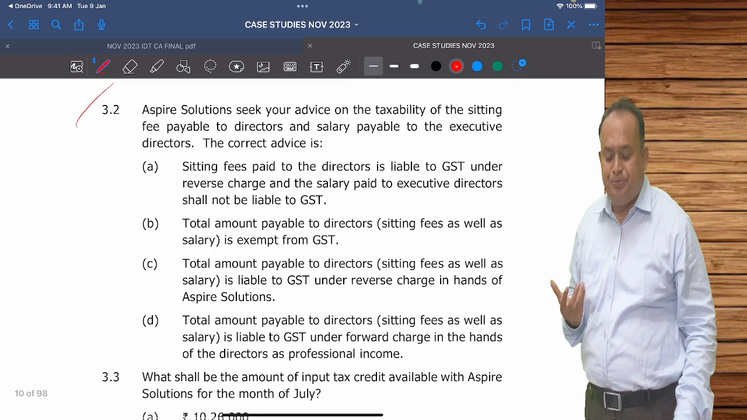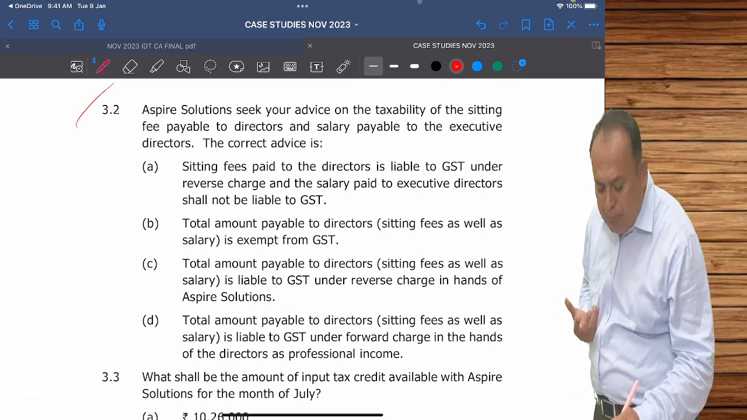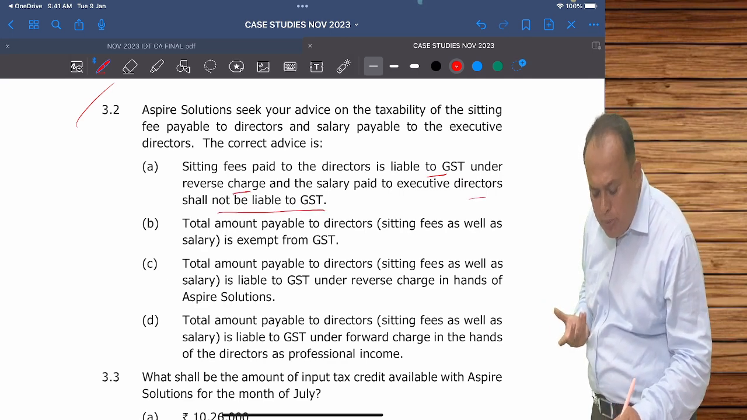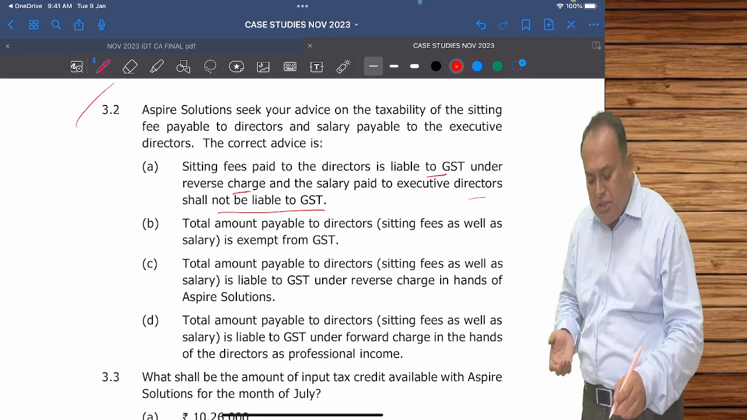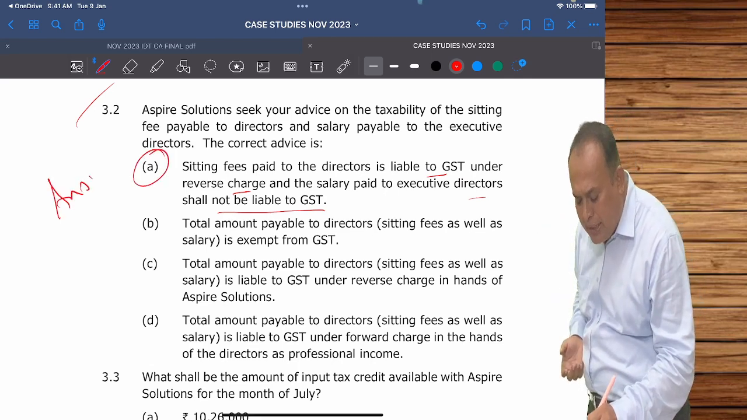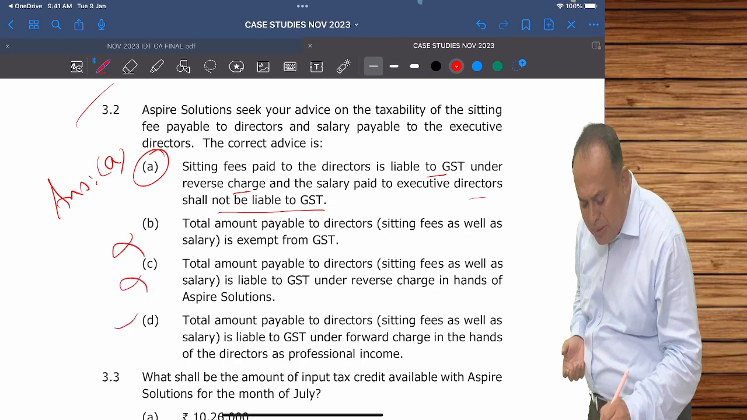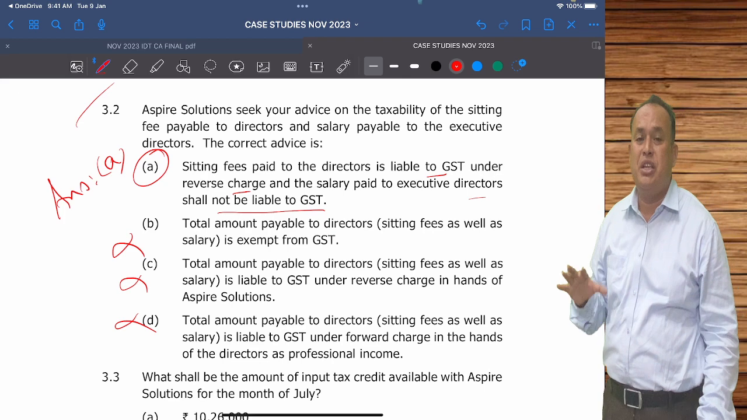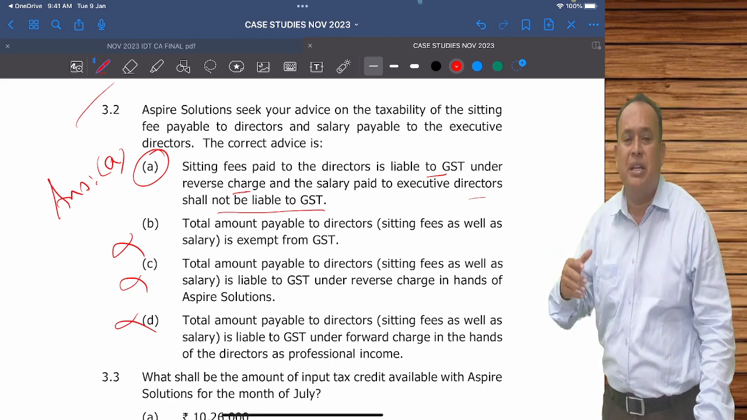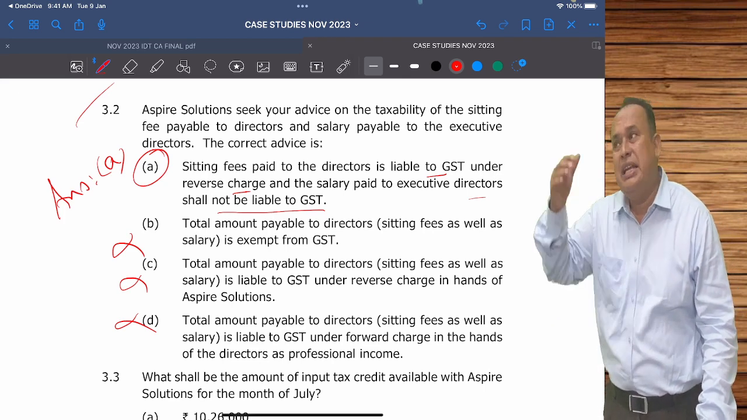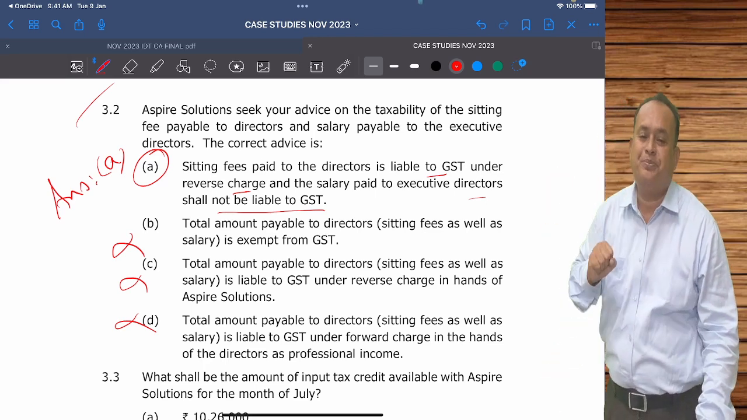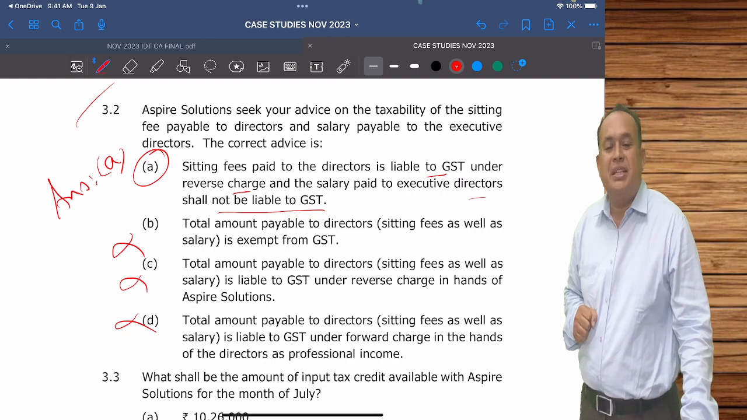Appropriate answer: the first one. If you refer, sitting fee paid to directors is liable to GST under RCM, very good. Salary paid to the executive directors shall not be liable to GST. So this first answer is the appropriate answer. You are not required to read all the points. It is one of the benefits in multiple choice questions. If you luckily get the first answer as the right answer, A, then for B, C, D you are not required to read, thereby saving time. Got the clarity, my dear friends?